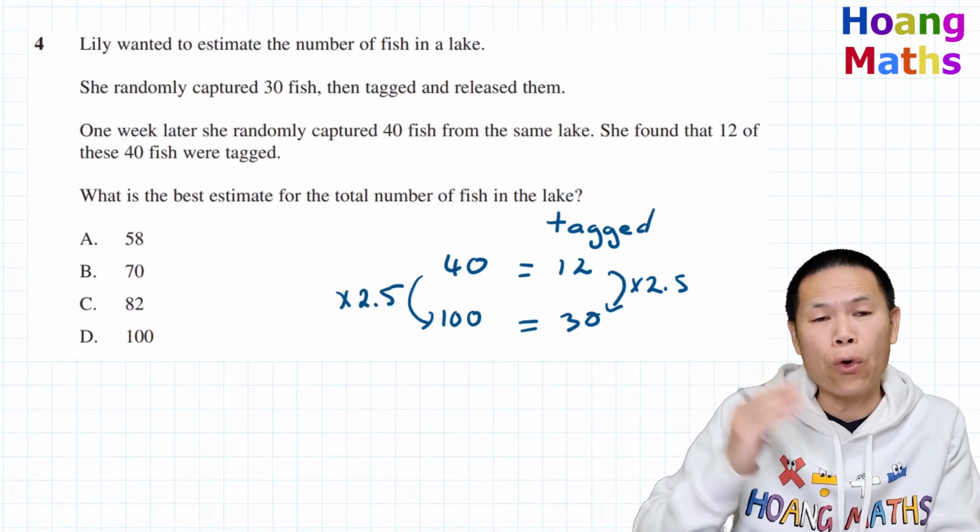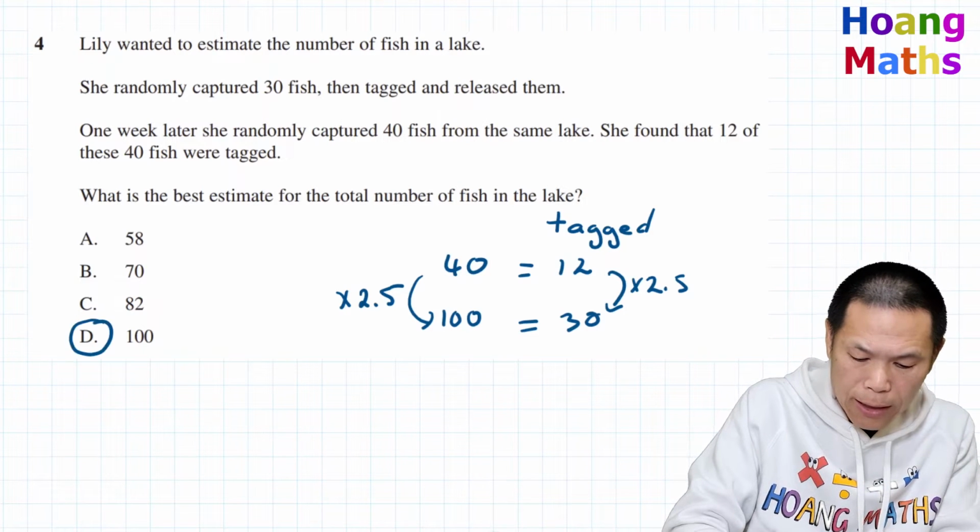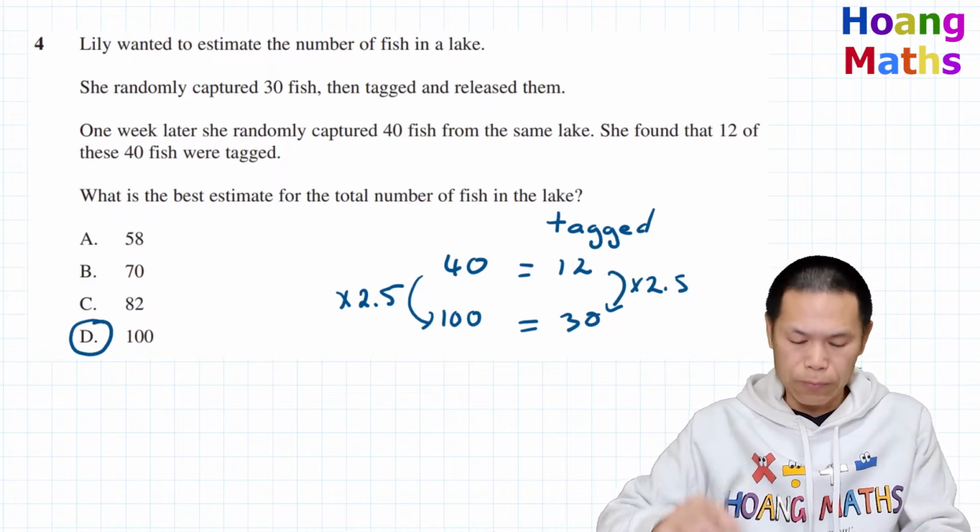Otherwise, you can just use 40 times 2.5. So therefore, the answer is D. So there you go.